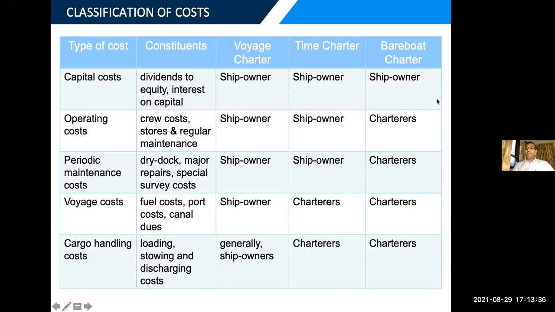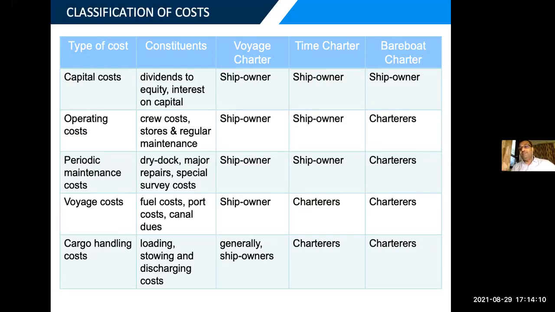Vikash Kumar ji. Now listen to this very carefully. Additional war risk premium in case of a bareboat charter will be borne by charterers. Very good. Additional war risk premium, why is it borne by the charterer? Because it's the charterer who decides to take the ship to a war risk area, so it will be borne by the charterer. Absolutely right.